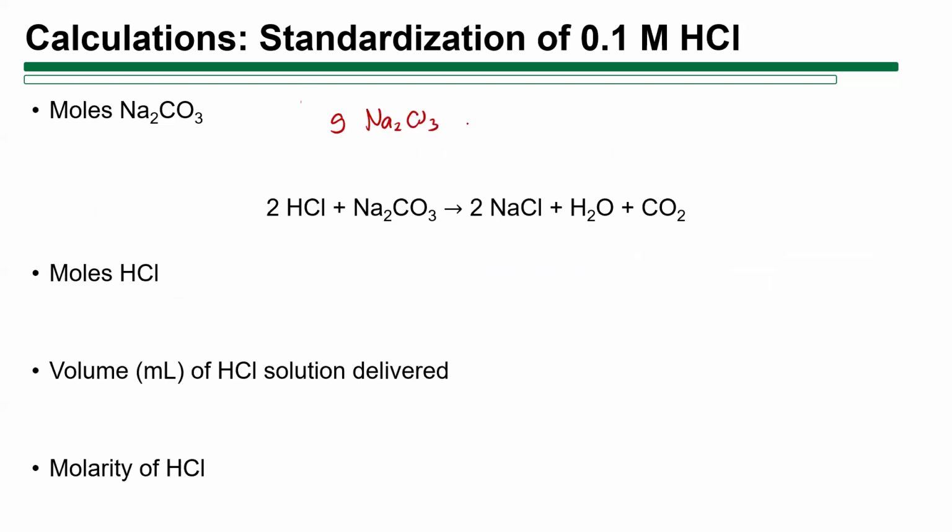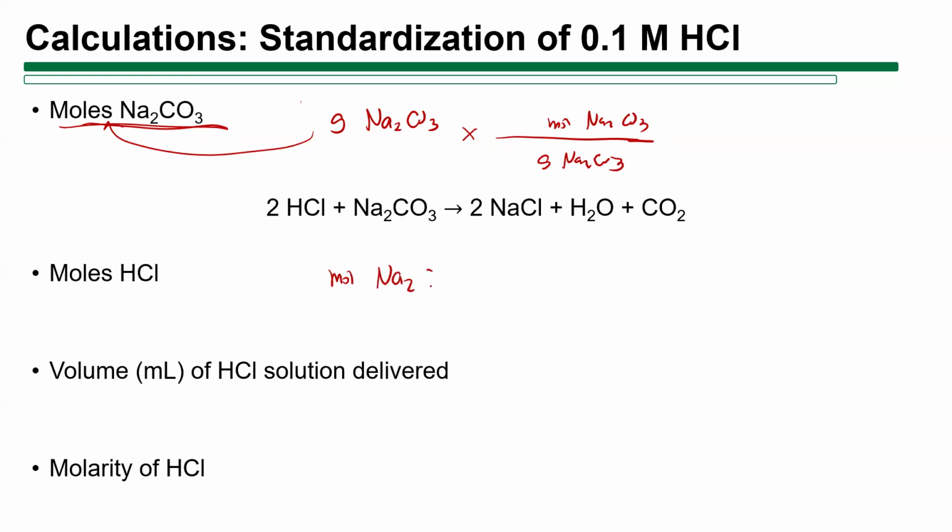From grams, if we want to convert to moles, what do we do? We divide by the molar mass. Again, it will be your responsibility to determine the molar mass of sodium carbonate. The mass obtained from the experiment will be divided by the molar mass of sodium carbonate, and that will allow you to get the moles of sodium carbonate.